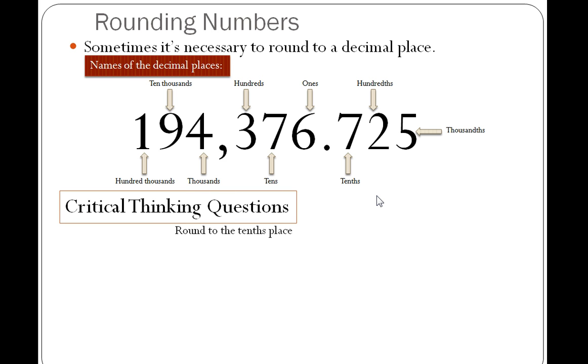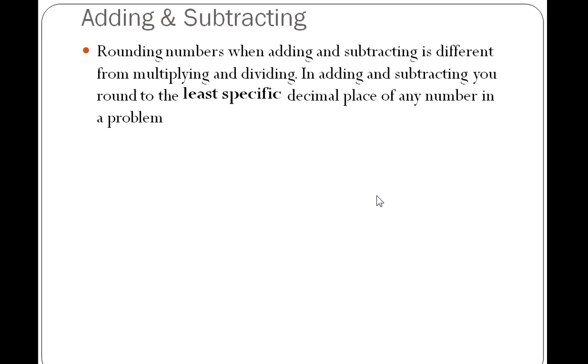Some critical thinking questions. Round to the tenths place. You could round that to 0.8 for the tenths. You could round that to 0.9 for the tenths place. And then you could round this to 0.0 for the tenths place as well. So it goes to 929.0.